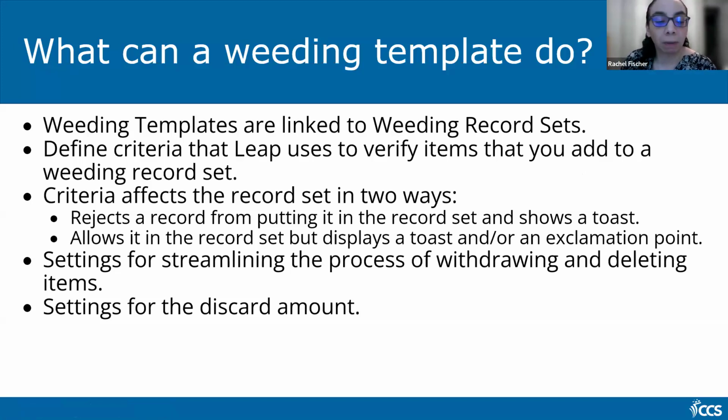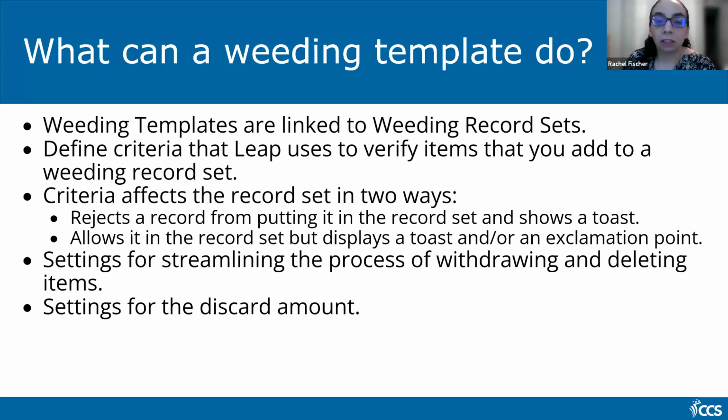It will reject some items from the record set entirely and display a toast, like if it is for the wrong branch. However, there are other settings that will allow the item in the record set, but will alert you to the potential that you may not want it with a toast and exclamation mark. This can happen if it is the last copy or if it does not fit within the date range that you specified for withdrawing. You can still decide to weed these items if you'd like.